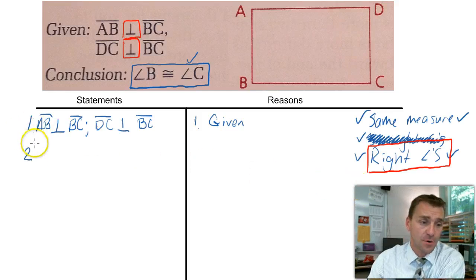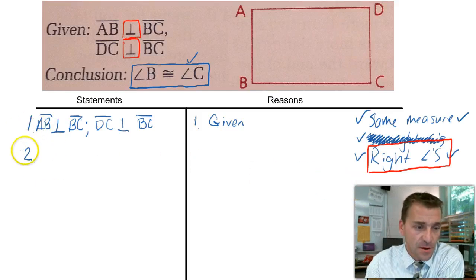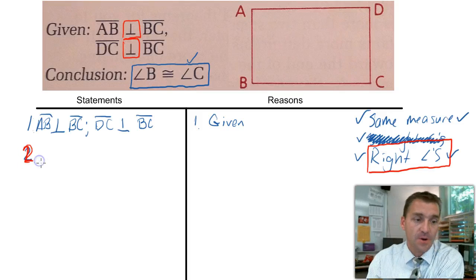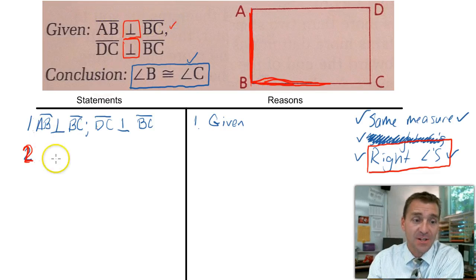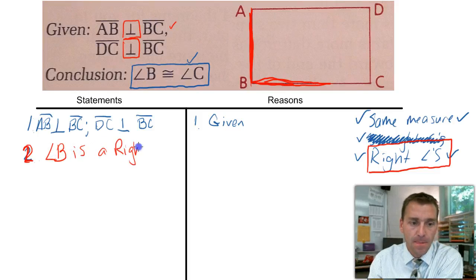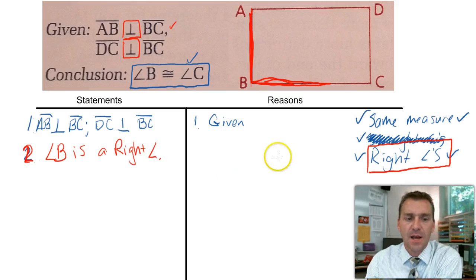So step number 2, I'm changing colors, keep changing colors. So I'll make this red. Ooh, nice. So step number 2, here's what I'm going to say. I'm going to say, since I know AB, this guy right here, should probably use a different color, but since I know AB is perpendicular to BC, that's what it tells me, right there in the given information. That means I can certainly conclude that this is true. Angle B is a right angle. Now you're going to say, why?